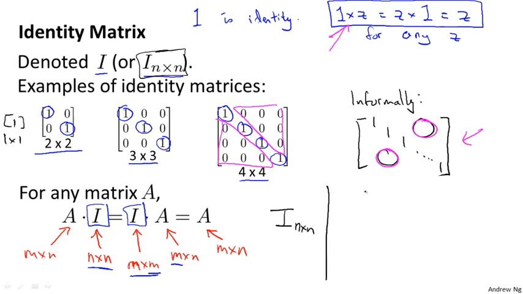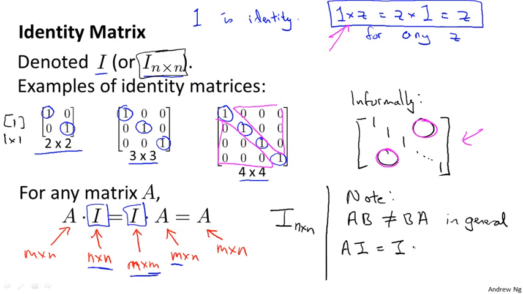Finally, I just want to point out that earlier I said that A times B is not, in general, equal to B times A. For most matrices A and B, this is not true. But when B is the identity matrix, this does hold true. A times the identity matrix does indeed equal identity times A. It's just that this is not true for other matrices B in general.